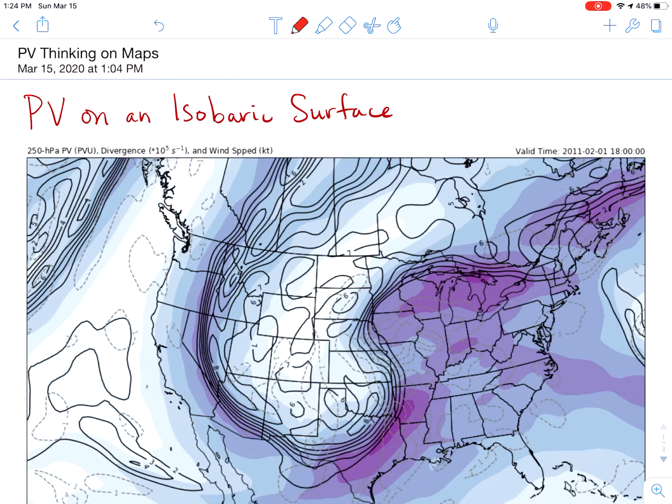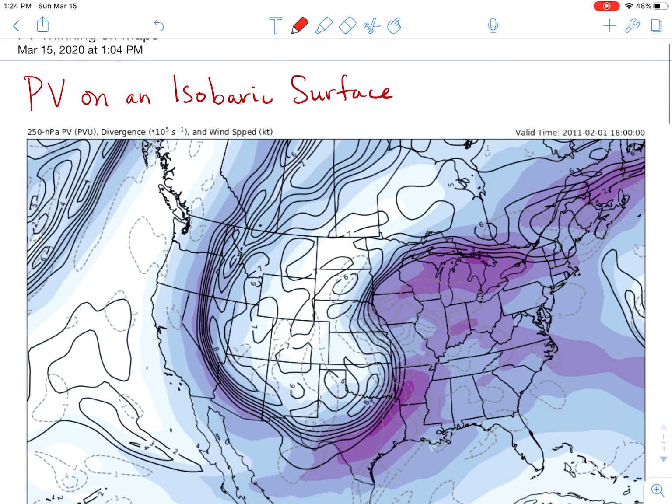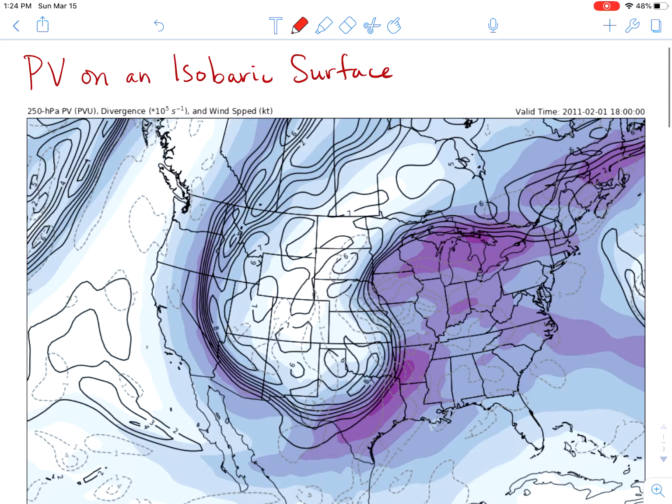In this video, we're going to talk about how we can view PV and PV-like quantities on various weather maps. We're going to begin with talking about PV on isobaric surfaces, and the example we have here today is a 250 millibar surface that plots actual PVU values. Instead of looking at our geopotential heights as we would normally do for this jet level map, we can use PVU instead. One thing to note here, our PV is what is contoured in black.